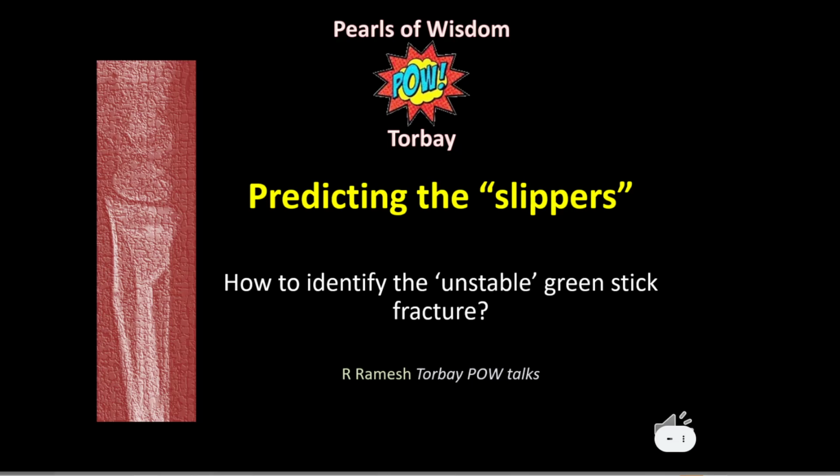We all know that some greenstick fractures defy logic and seemingly displace. Is there a way of predicting these unstable fractures that slip? And how do you identify them? And what can you do to minimize the risk of slipping?